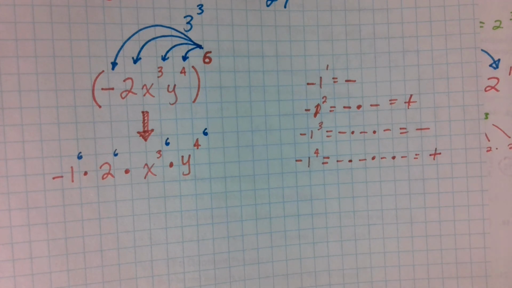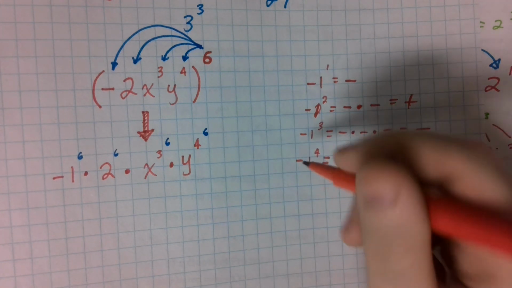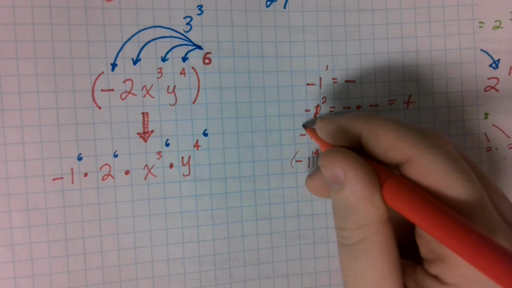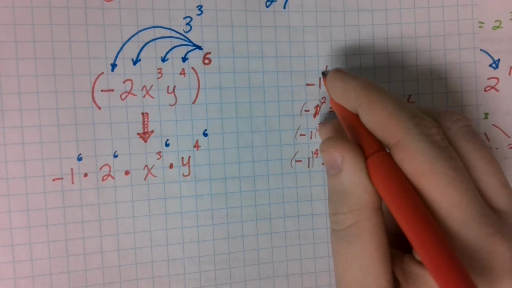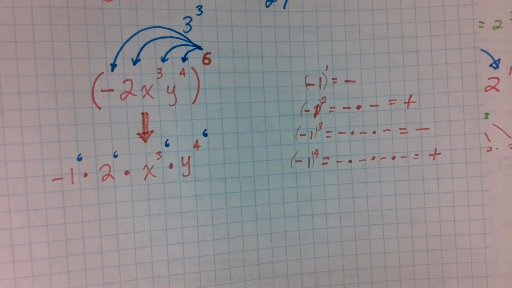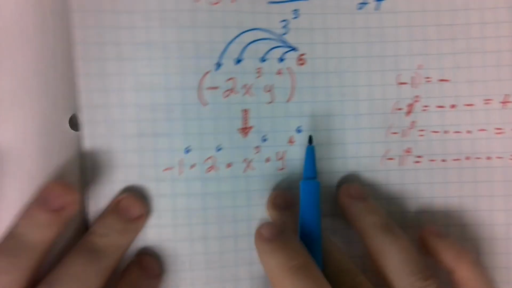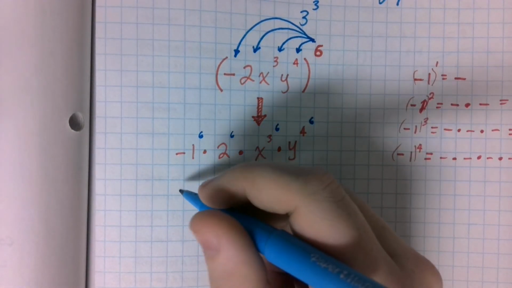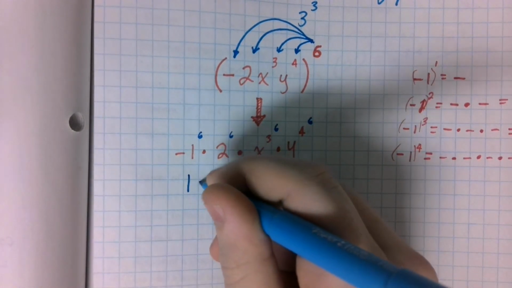The rule is, if you have a negative number being taken to an even exponent, it becomes positive. If it's taken to an odd exponent, it stays negative. Sort of an interesting trick to remember. So negative 1 to the sixth power is even, this turns into just positive 1.